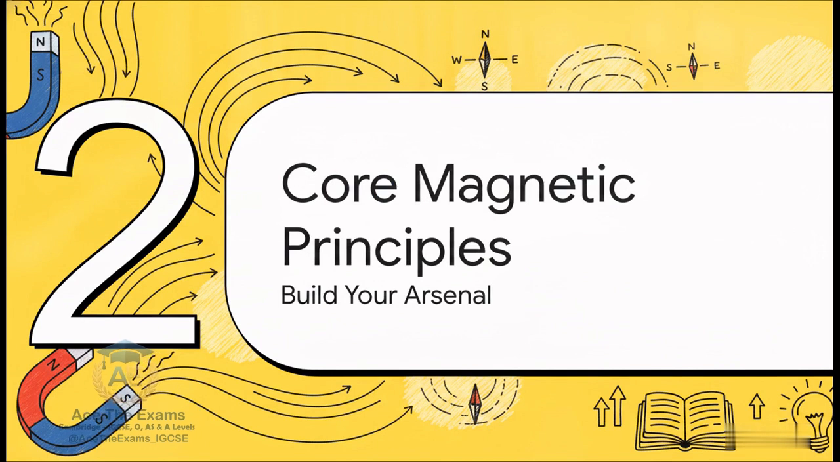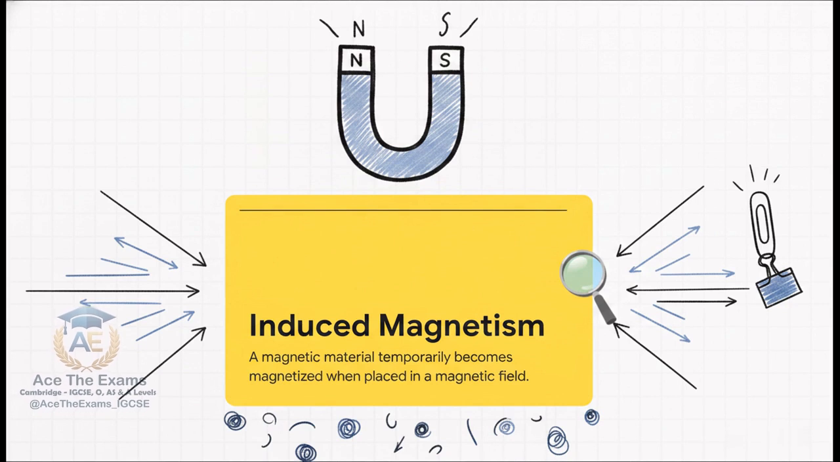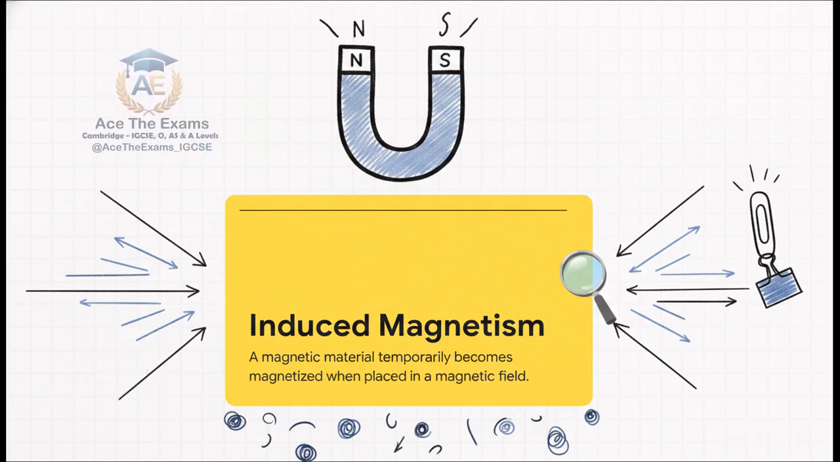Moving right along to Section 2, Core Magnetic Principles, the Arsenal. Let's start building your analytical toolkit with a concept that consistently trips up students in the exam hall. Principal examiner reports explicitly warn that candidates confuse this key terminology, so you must always define it clearly before using it in your extended responses.